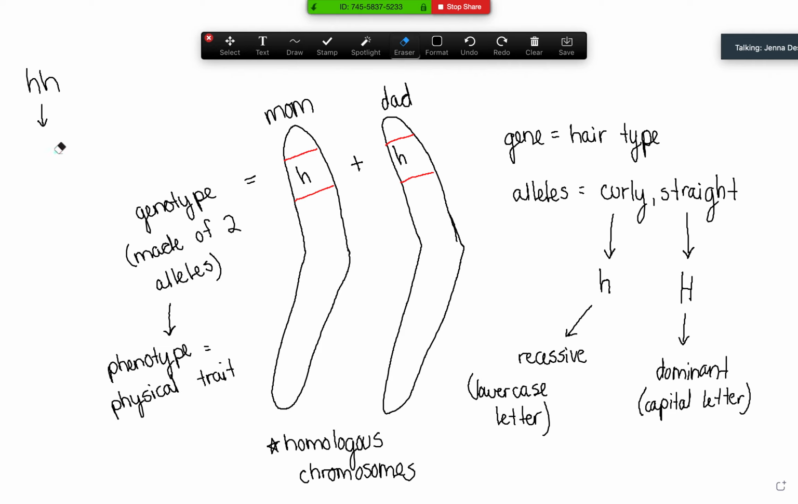And we can also have a situation where we have two uppercase H's too. Like this. In that case, the genotype would be capital H, capital H. There's two dominant alleles, so that individual would still have straight hair. Okay? So anytime there is a dominant allele in our genotype, the dominant trait is going to be expressed, which is, in this case, straight hair over curly hair. Okay? So I hope this makes a little bit of sense.